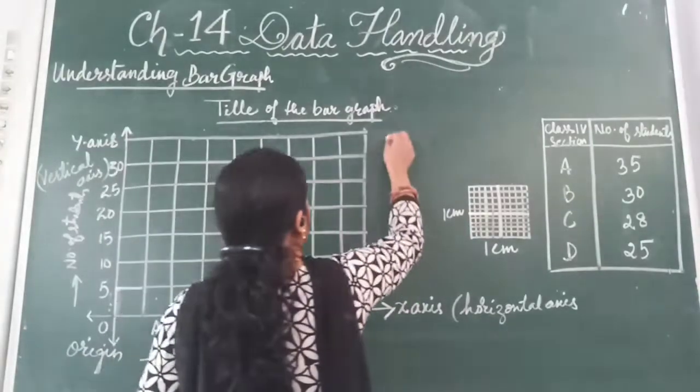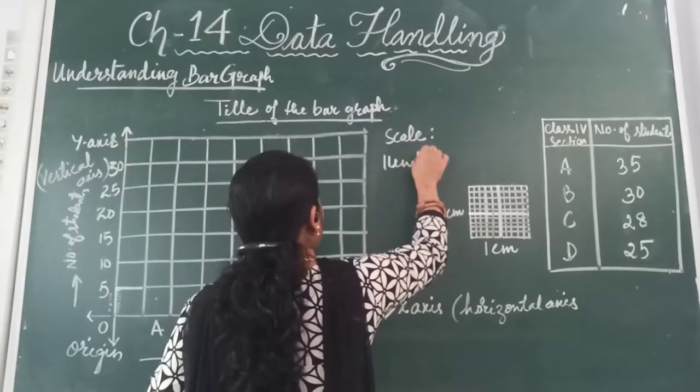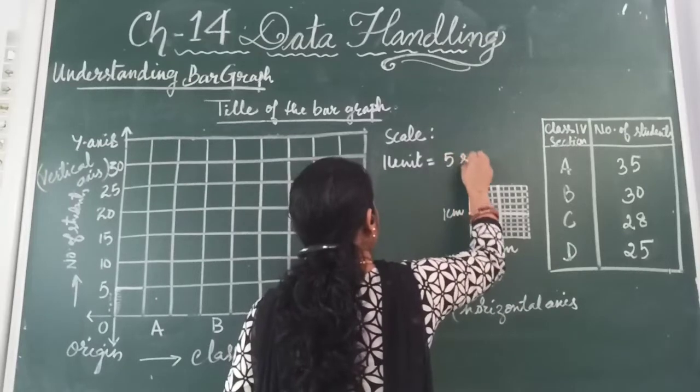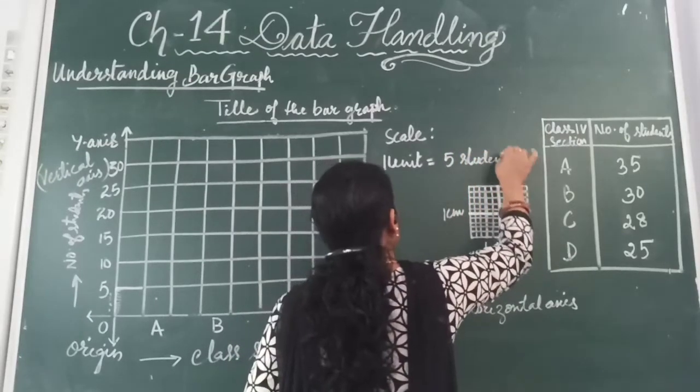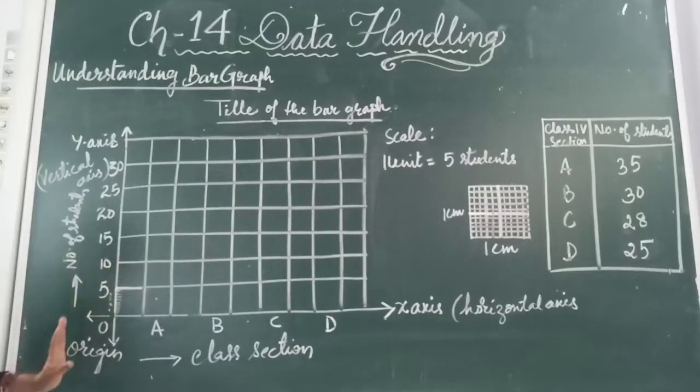So, let us assume a scale. What will be the scale? Assume the scale as 1 unit equal to 5 students. This means that 1 centimeter or 1 unit on a bar graph, from here to here, represents 5 students. Then from here to here it will be 10 students. So, first let us decide the scale.